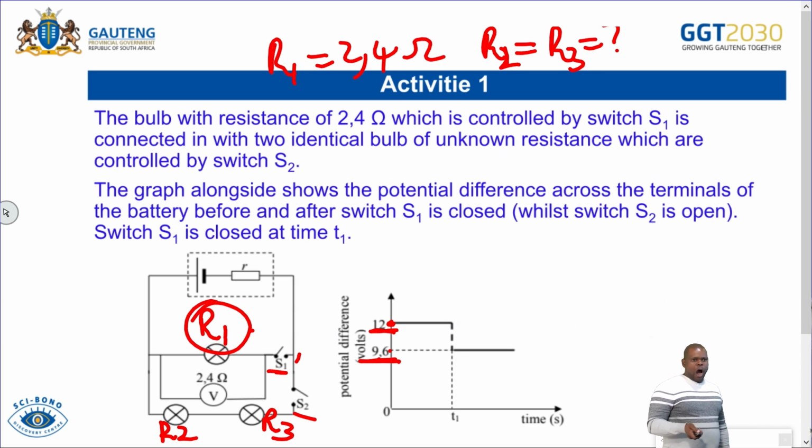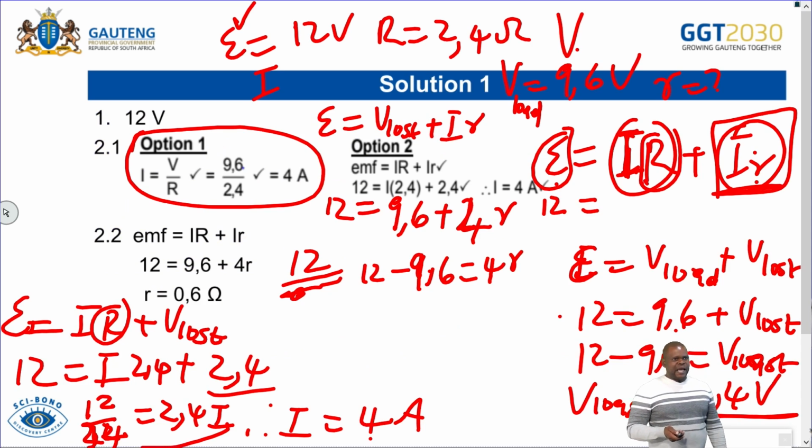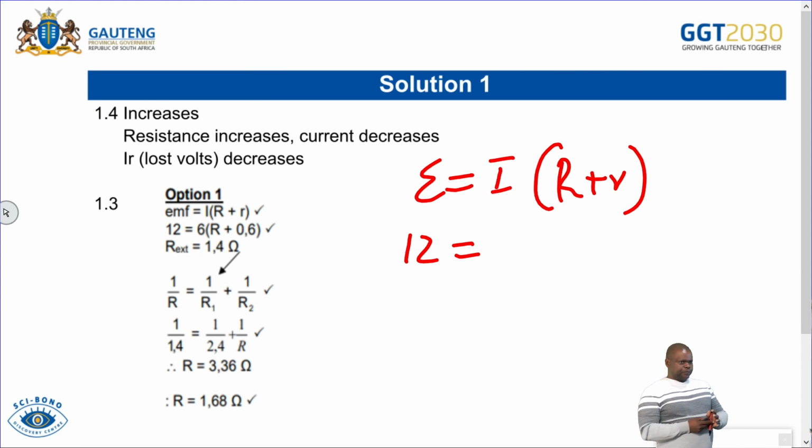We need to know how much these bulbs are. These bulbs that are connected in series to each other, we want to know what is the resistance of each bulb. Then we're going to look at that. This is how we calculate it. Firstly, we need to get the total resistance of the circuit.